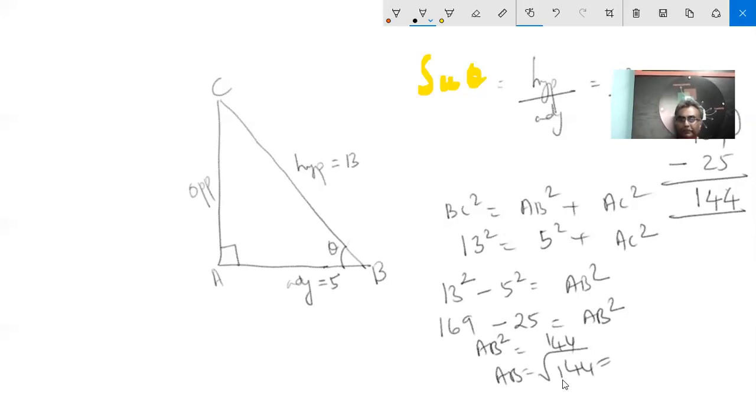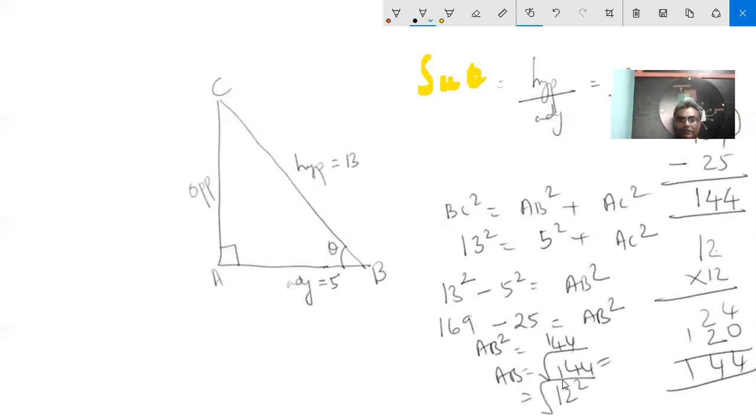You don't know your tables. 2 into 2, 4. 1 into 2, 2. 4, 4, 4. So 12 into 12 is 144. So this is root of 12 squared. So AB is equal to what? AB is equal to 12. So this is 12.